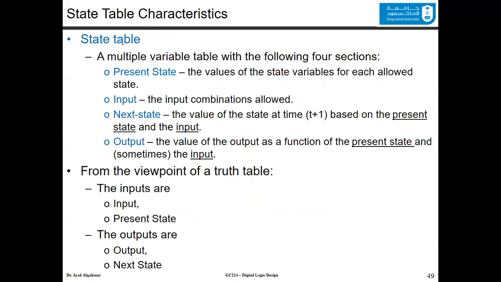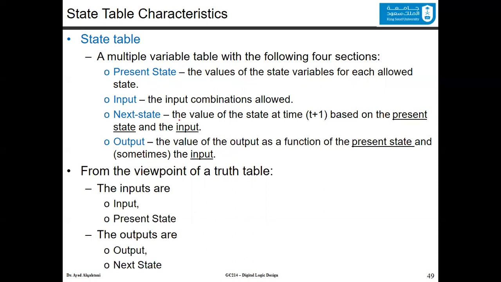The state table is actually the same as the truth table in combinational circuits. But we call it a state table here because it also includes states. The state table is a multiple variable table with the following four sections: present state, input, next state, and output. The present states are the values of the state variables for each allowed state. The inputs are the input combinations allowed in the circuit.